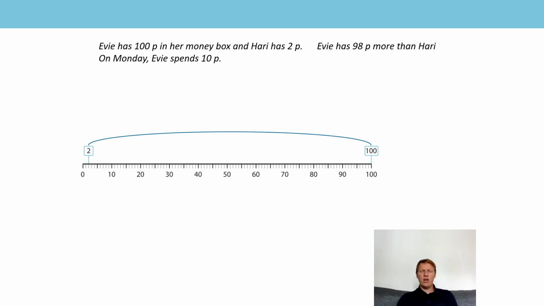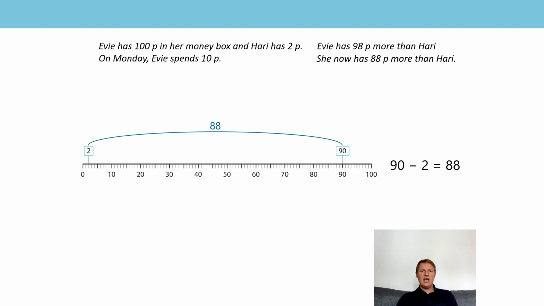Let me show you that on our number line first. It's going to go from 100 to 90 because 90 is 10 fewer than 100. What's our calculation going to be? 90 subtract 2 is equal to 88. So to complete our calculation, 90 subtract 2 is equal to 88. Evie has 88 pence more than Harry. I'm going to do it one more time.